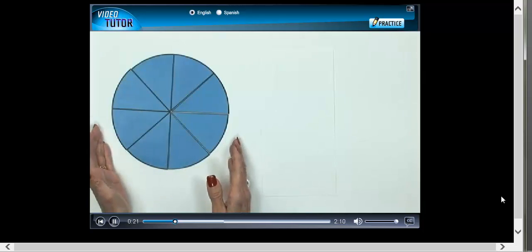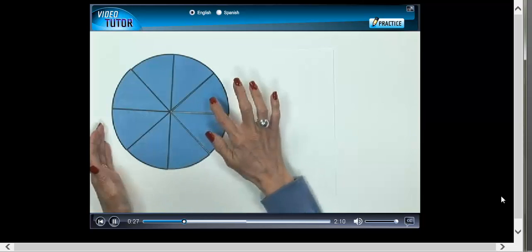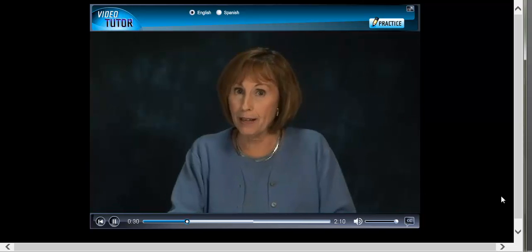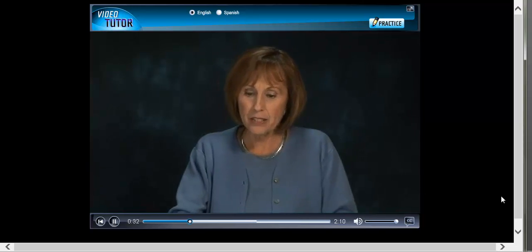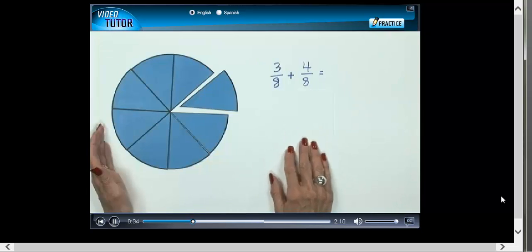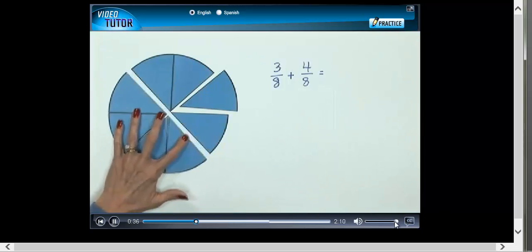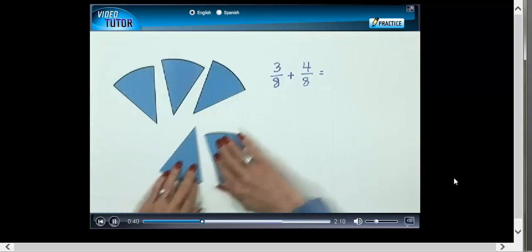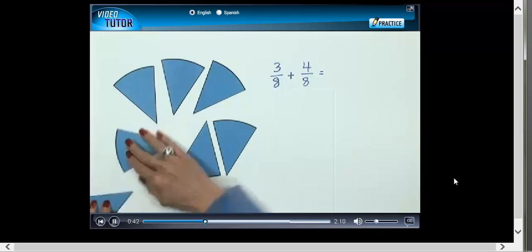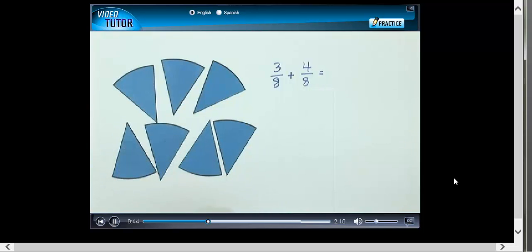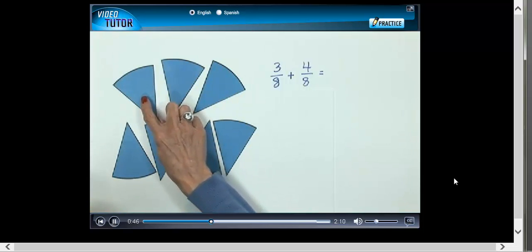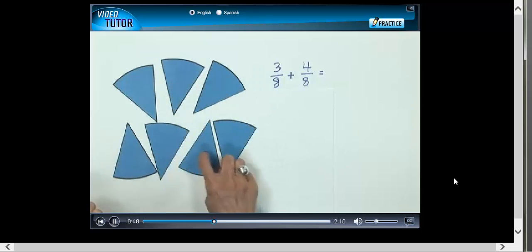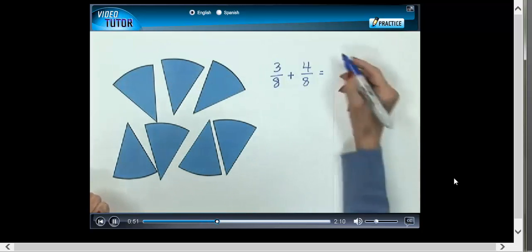Here you have a circle that's divided into 8 equal parts. The circle represents one whole, and each of these parts represents 1/8. So let's look at our first problem. We have 3/8 plus 4/8. So here are our 3/8. We're going to add 4/8 to it. And when we do, we see that this is equal to 1, 2, 3, 4, 5, 6, 7, 7/8.